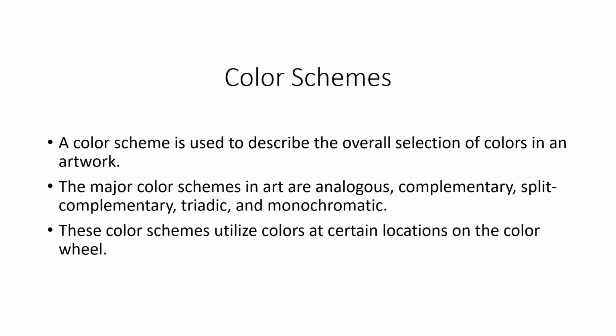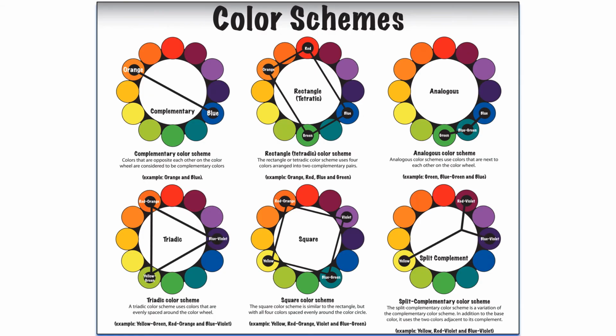Color schemes. A color scheme is used to describe the overall selection of colors in an artwork. The major color schemes in art are analogous, complementary, split complementary, triadic, and monochromatic. These color schemes utilize colors at certain locations on the color wheel. In this diagram, we see a series of color schemes, some of which we mentioned in the previous slide, and a couple of other ones as well.